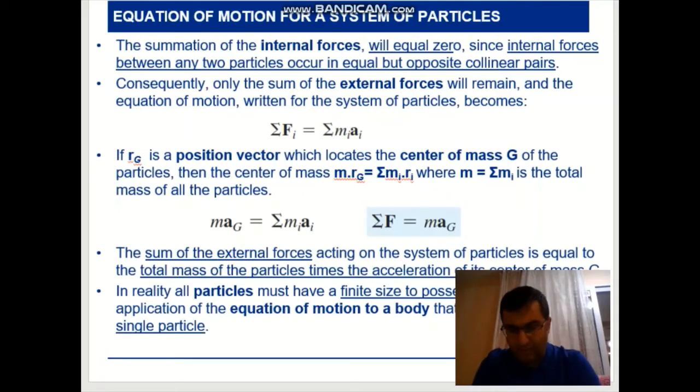And usually we are using this one, in the equation of motion for a body, we consider it as a single particle at the center of mass. We add each m_i to get the total mass, and then we find the center of mass, calculate its acceleration, and then when we multiply them, we find the total force acting on this body or system.